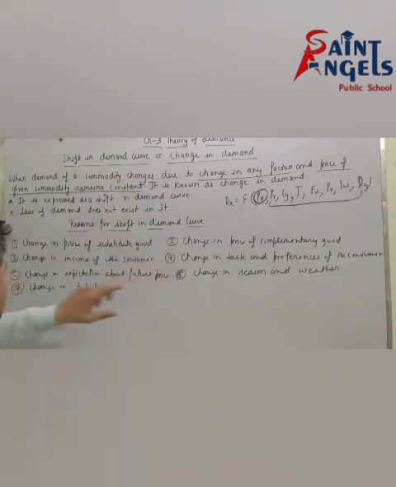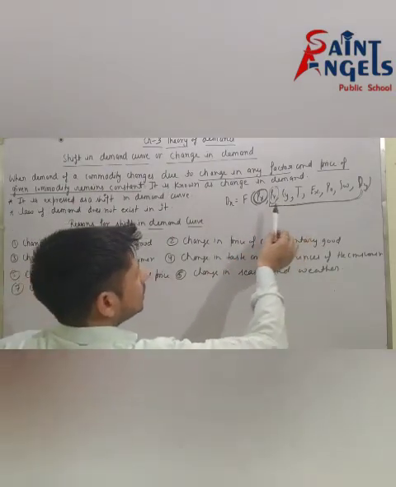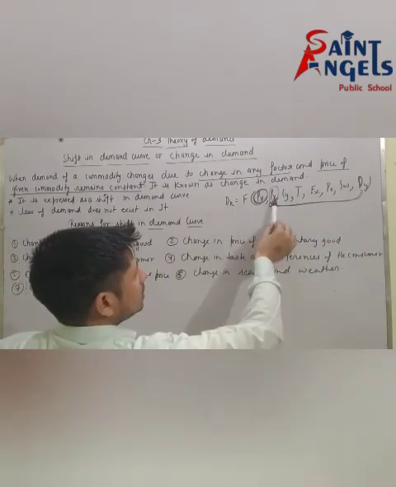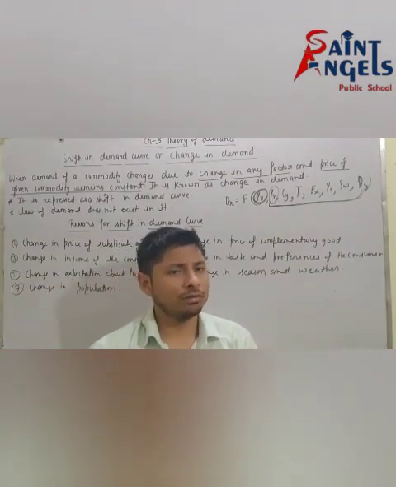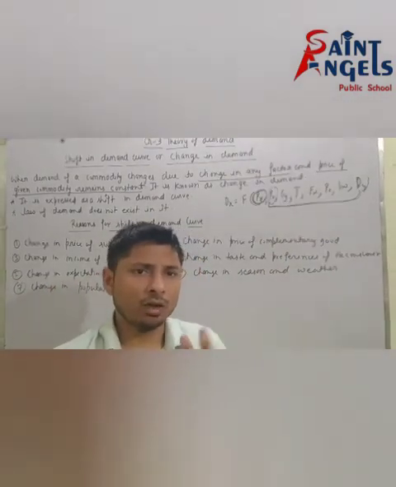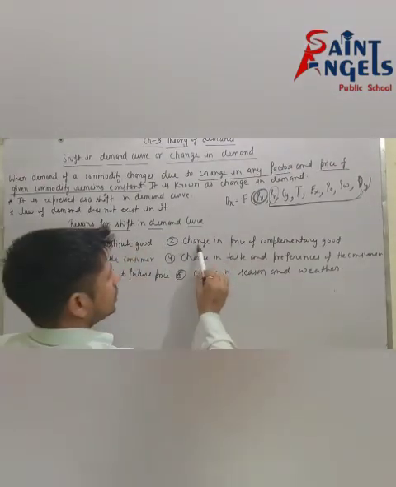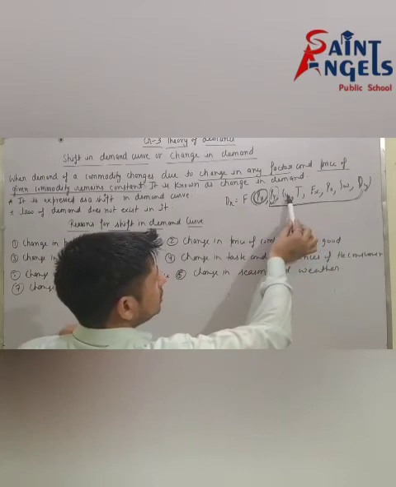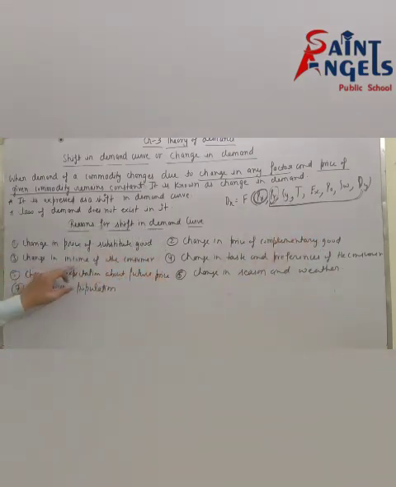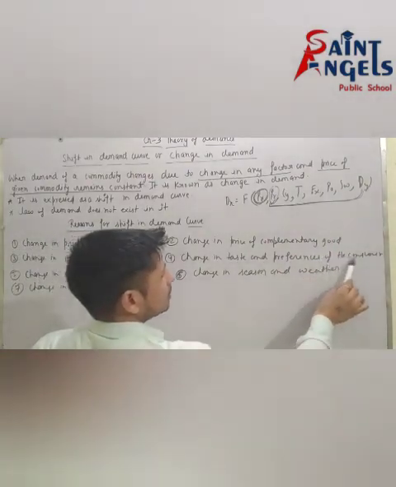So, reasons for shifting the demand curve: change in the price of a substitute good. Pr means the demand for a commodity is affected by a change in the price of related goods, and related goods are of two types: first, substitute goods, and second, complementary goods. Next, change in the price of a complementary good. Cy means consumer income: change in the income of the consumer. Next, T: change in taste and preferences of the consumer.